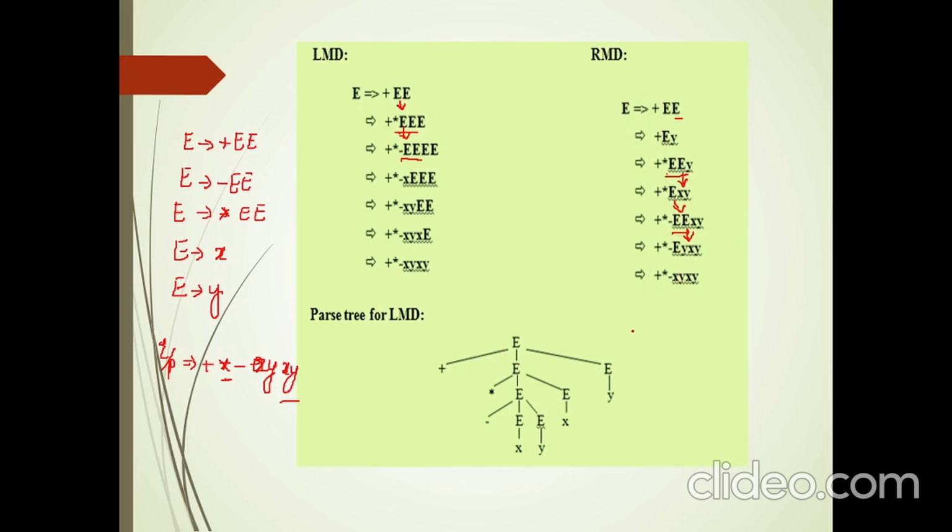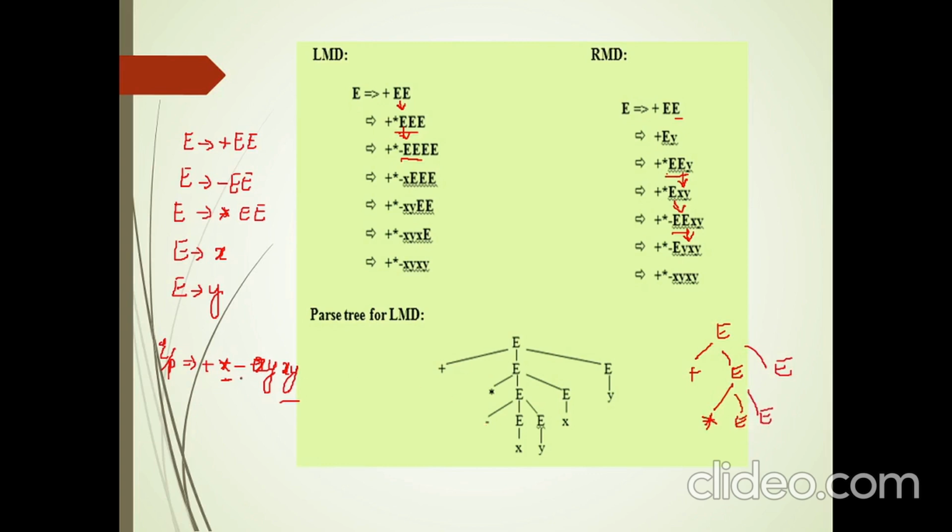Now let us construct the parse tree to obtain this input using the LMD derivation. So first E can give you plus E E. Next I want to get the star. So this E can give me star E E.